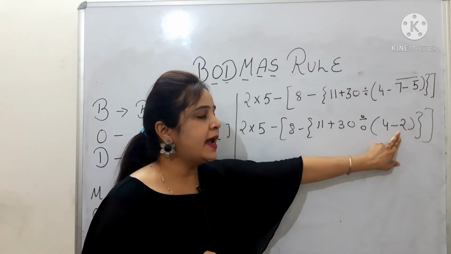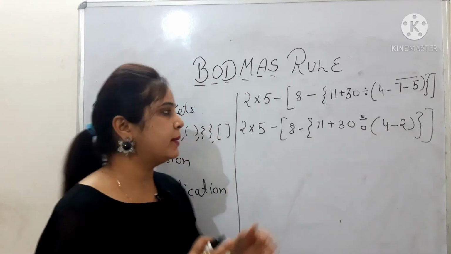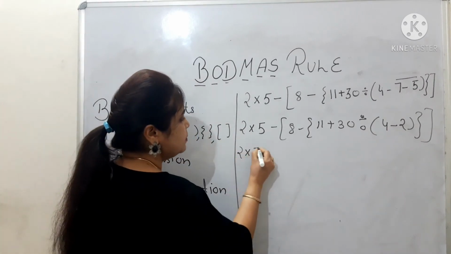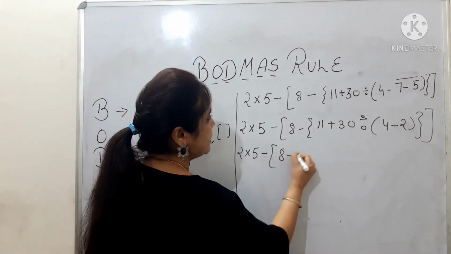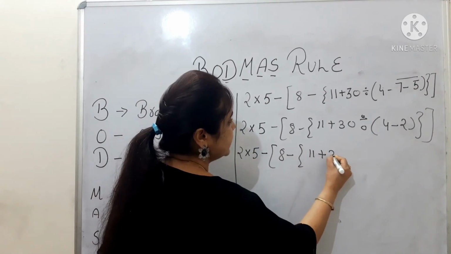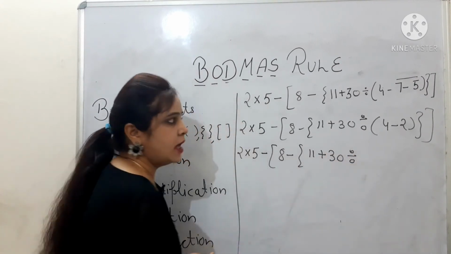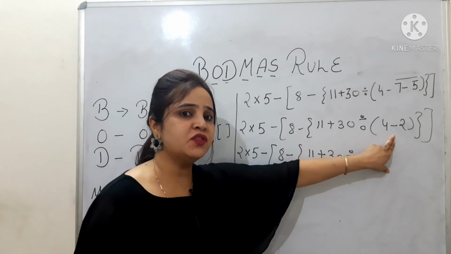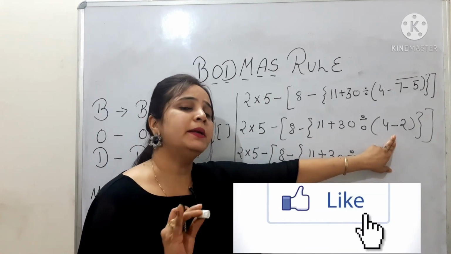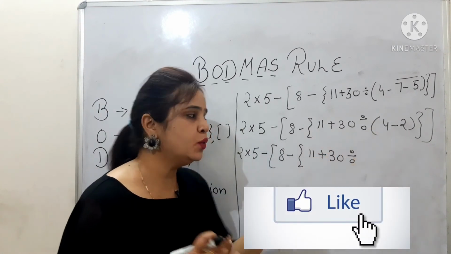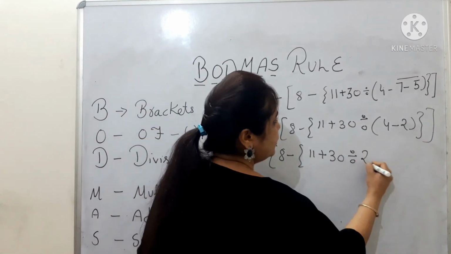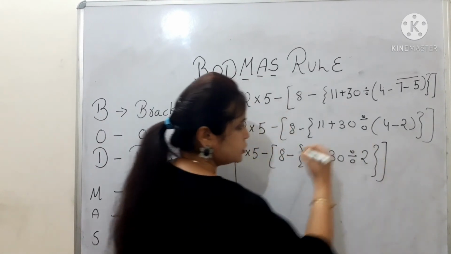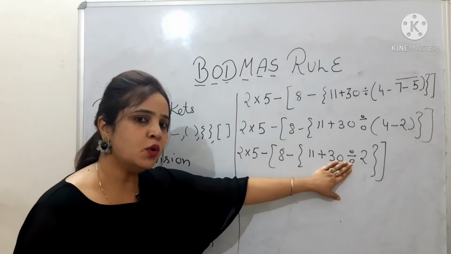Now after the line bracket we have to solve our common brackets. So let's do that. 2 multiplied by 5 minus 8 minus 11 plus 30 divided by, now under the common brackets we have 4 minus 2. It means it is what? It is 2. We already know that. Now we have solved the common brackets also, so they are also removed.